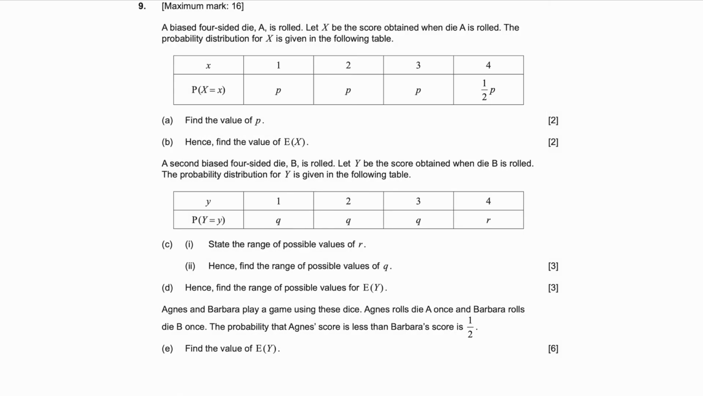Question 9. A biased four-sided dice A is rolled, and X is the score obtained when the dice is rolled. The probability distribution for X is given in the following table. So you've got a table, and we're trying to find the value of P, and we're also trying to find the expected value of X, E of X. The symbol E of X means the expected value of X.